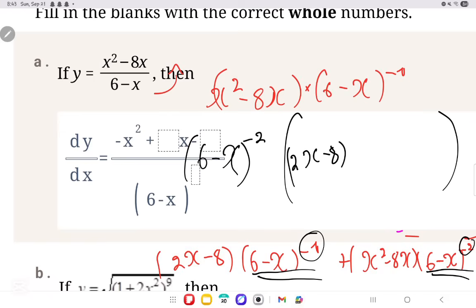So it's going to change from (6 - x)^(-1) into (6 - x)^1. Why? Because we took away from it minus 2. So minus 1 minus minus 2 is 1. And we will add it to what? We will add it to x² - 8x.